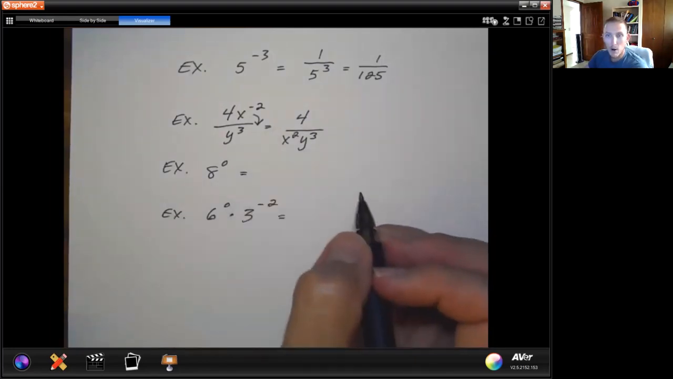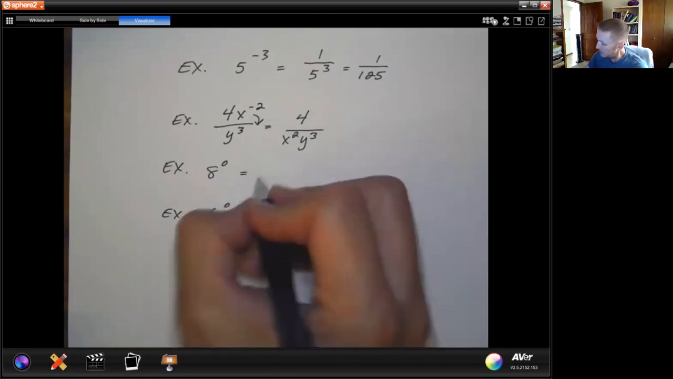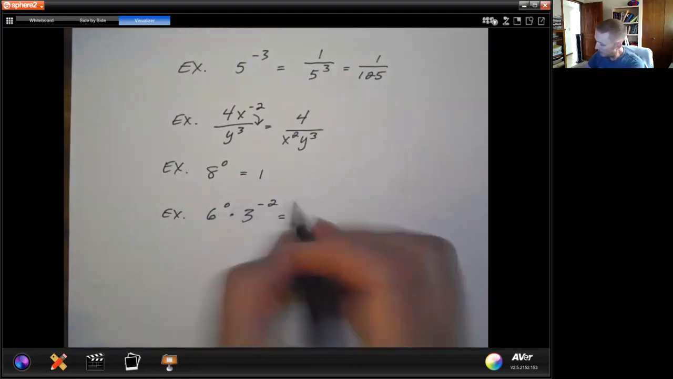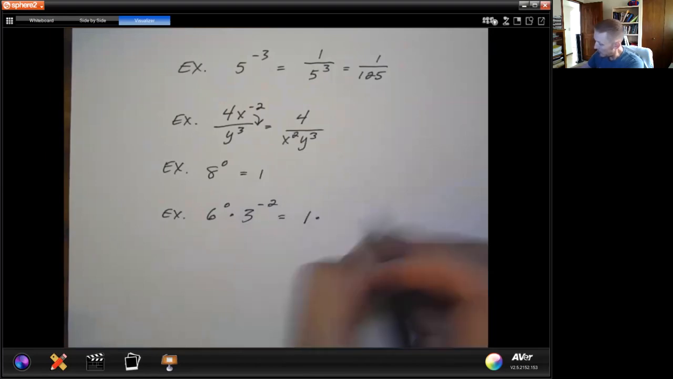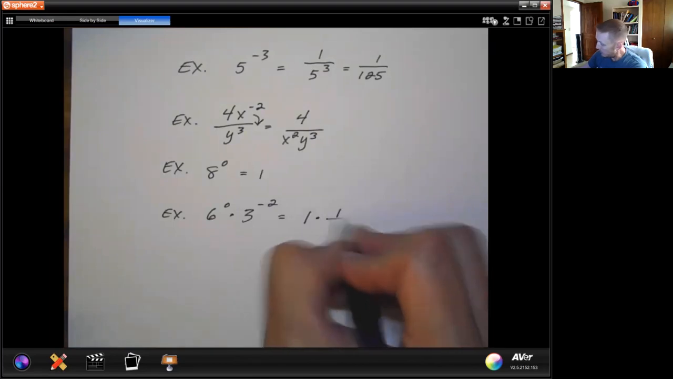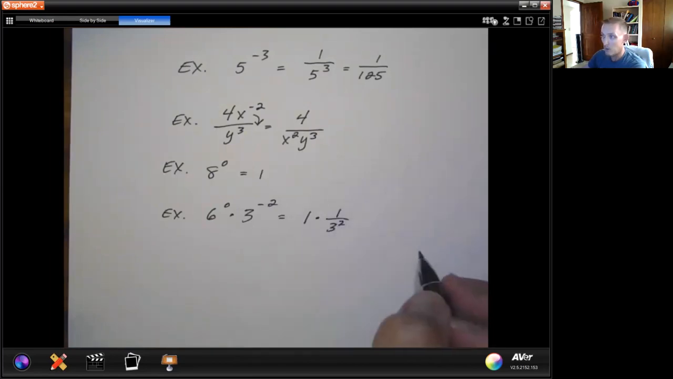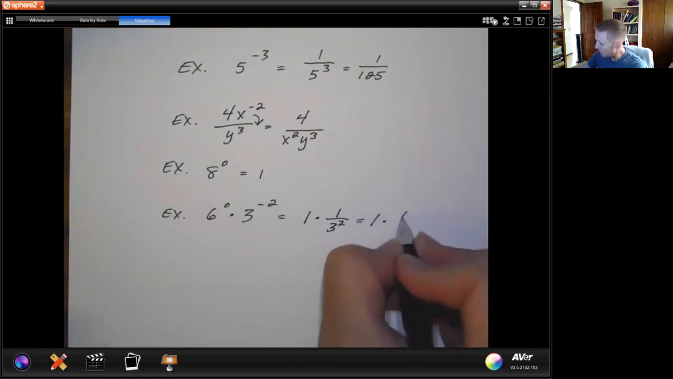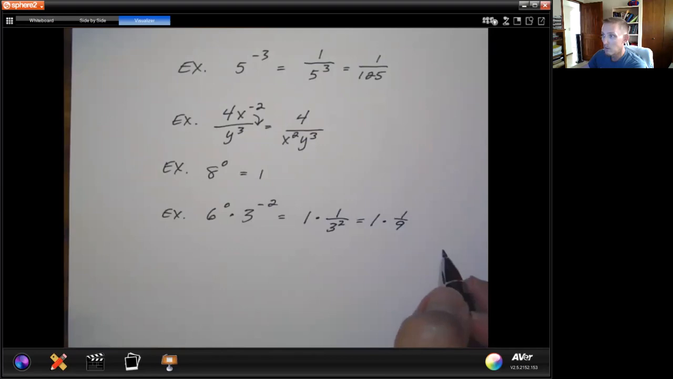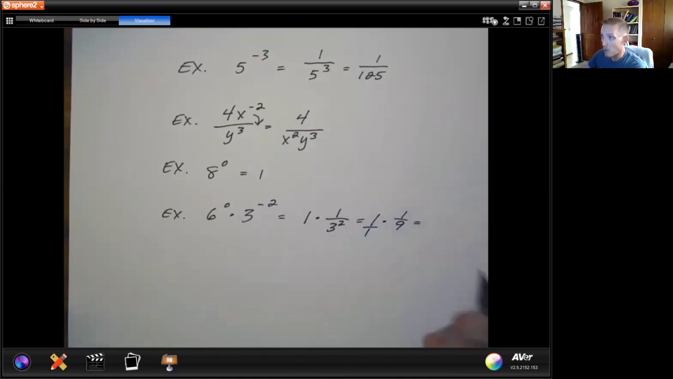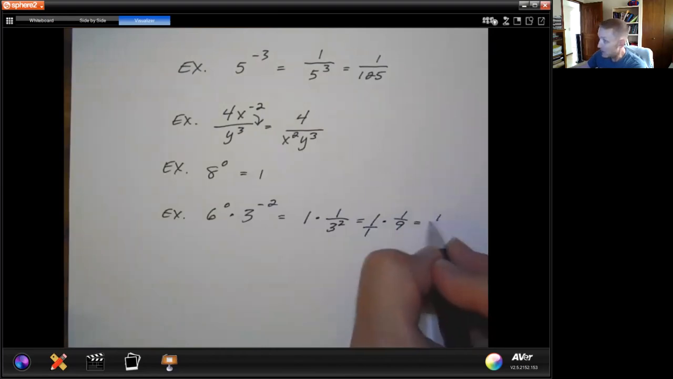8 to the 0 power. Anything to the 0 power is 1. And now a little bit of order of operations. 6 to the 0 power equals 1 times 3 to the negative second, which is a fraction that's going to become 1 over 3 to the second power. Well, let's evaluate that. That will be 1 times 1 over 9. And anything times 1, I'll make that 1 over 1, is going to stay 1/9.